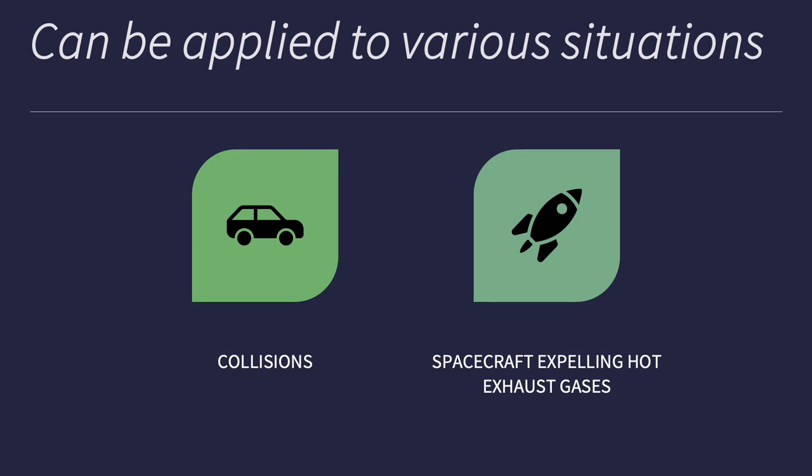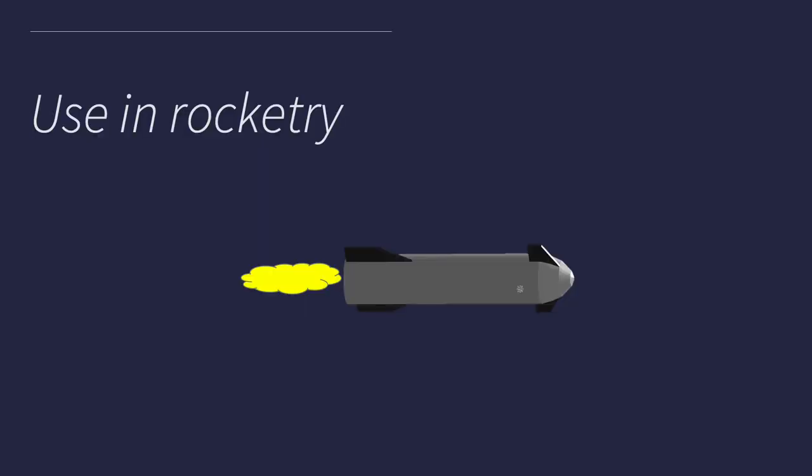So the 2 situations, you can apply it to a lot, but there's 2 very common situations. One is a collision, and we're going to show a very, very simple short experiment that helps us to understand the principle of conservation of momentum. And then, obviously, we need to apply it to spacecraft expelling hot exhaust gases. Now let's look at its key case, the use in rocketry.